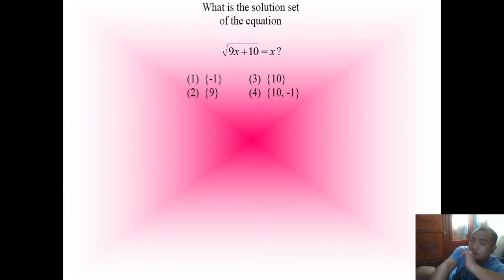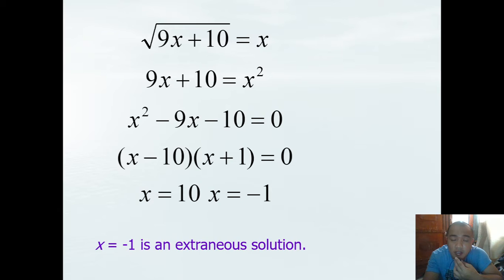Next, what is the solution set of the equation square root of 9x plus 10 equals x? So if we square both sides, it becomes x squared minus 9x minus 10. Factors x minus 10, x plus 1, so 10 and negative 1. Okay, let's do the checking. There are extraneous solutions. Pag 10 pwede, pero pag negative 1, hindi pwede. 10 is the only solution. Negative 1 is an extraneous solution. So only 10 is the solution to the given radical equation.